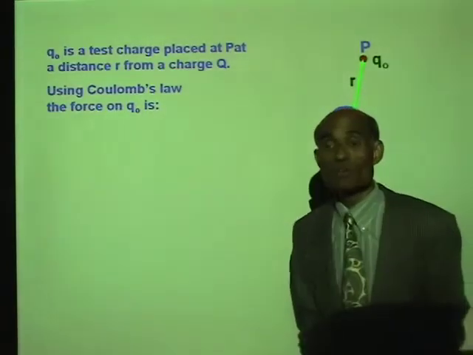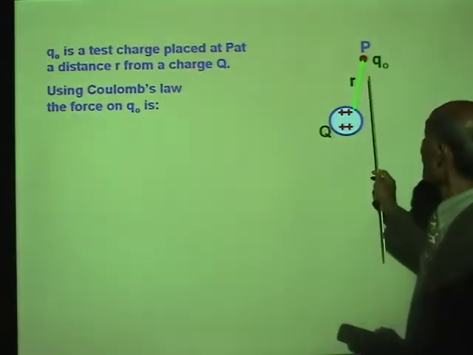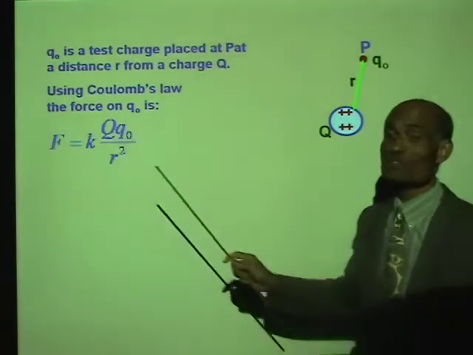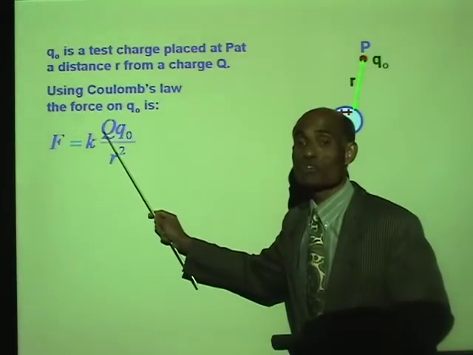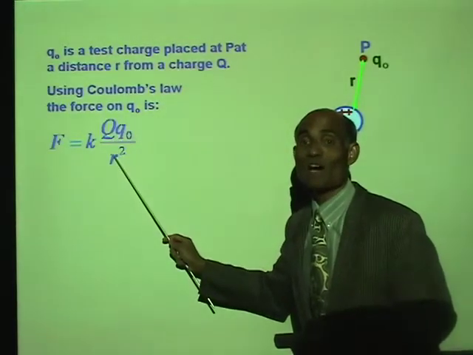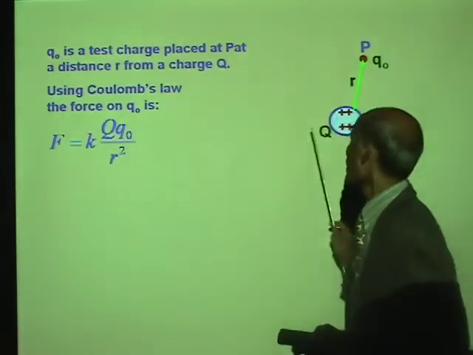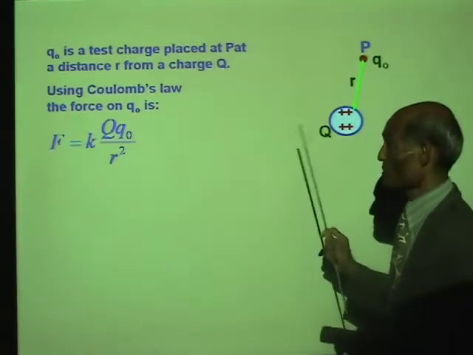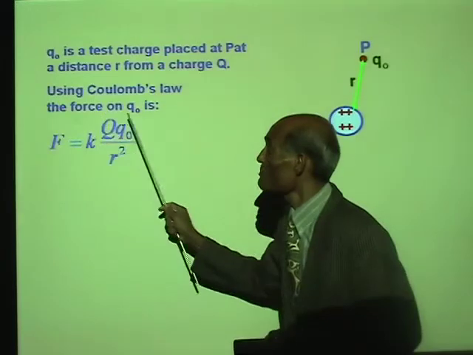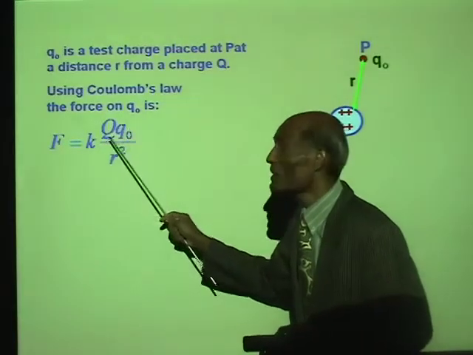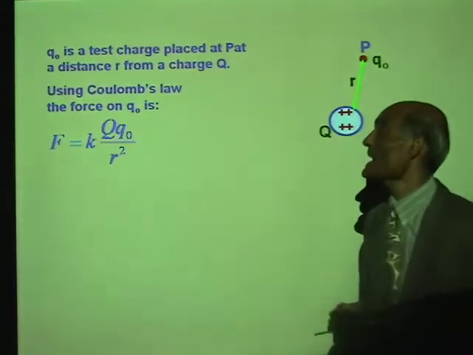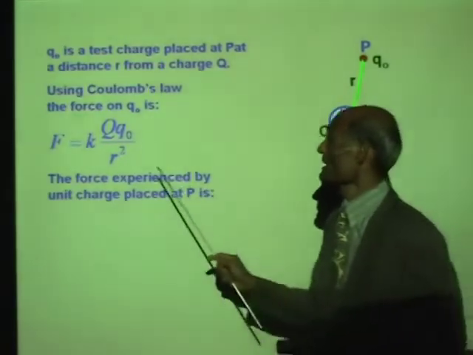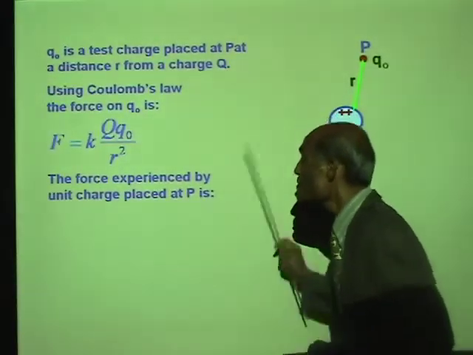So, using Coulomb's law, we can now write an expression for the force experienced by this Q0. What is the force experienced? F equal to K Q Q0 over R squared. Q is the charge on this object, and Q0 is the test charge. And so, the force F experienced by the test charge due to the charge Q is K Q Q0 over R squared. Well, that is the force experienced by the test charge.